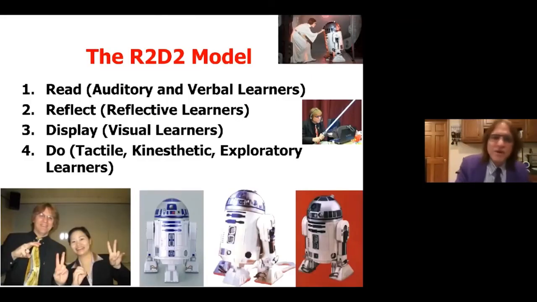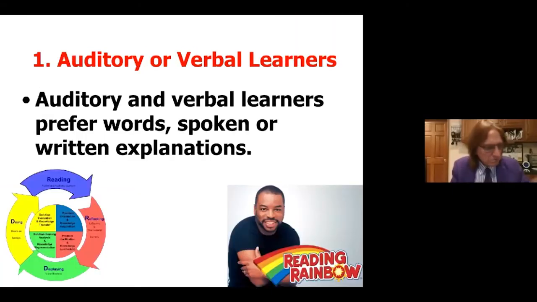Okay. So reading, reflecting, displaying, and doing. Auditory learners, reflective learners, visual learners, hands-on learners. In Star Trek, the guy there in the bottom used to wear the visor over his eyes. His name is Geordi in the Star Trek film. He would wear these kind of glasses like that. And he has a show for young kids in the United States called Reading Rainbow. And number one is about reading. Reading, spoken words, written expressions, auditory learning, verbal learning.